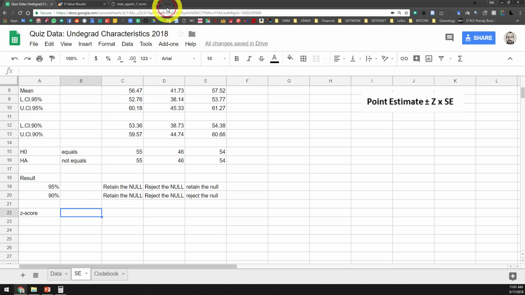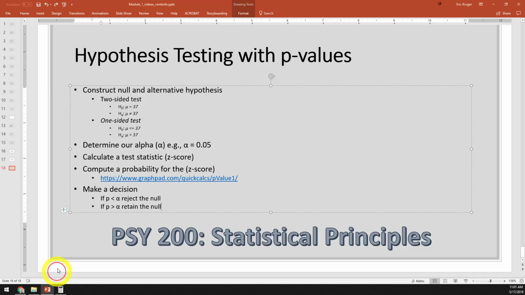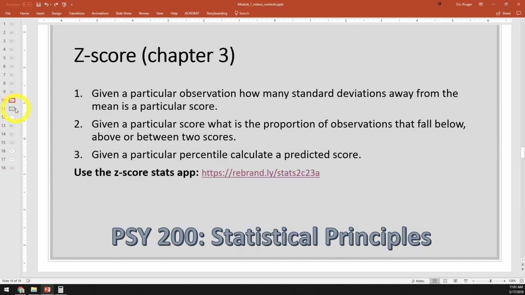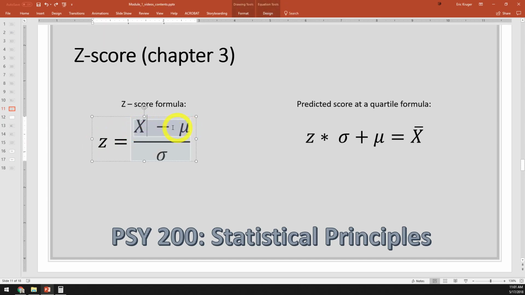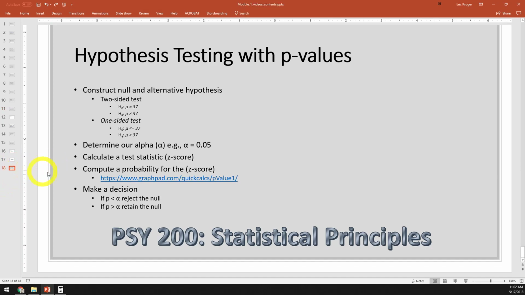If we go back a few videos to the formula for our z-score, it is our observed mean, x, minus the population mean, or our null hypothesis, divided by our standard deviation. In this case, we're going to use our standard error instead of the standard deviation to calculate our test statistic. So it's a slightly different calculation.